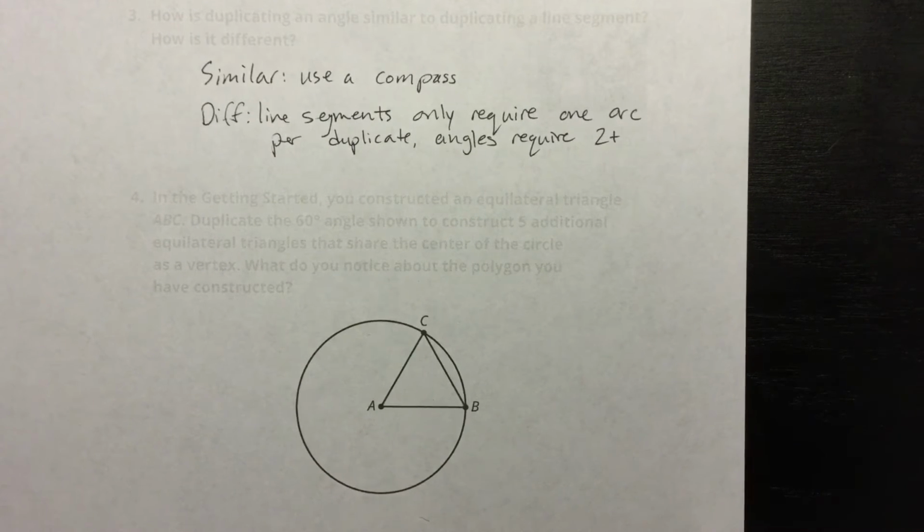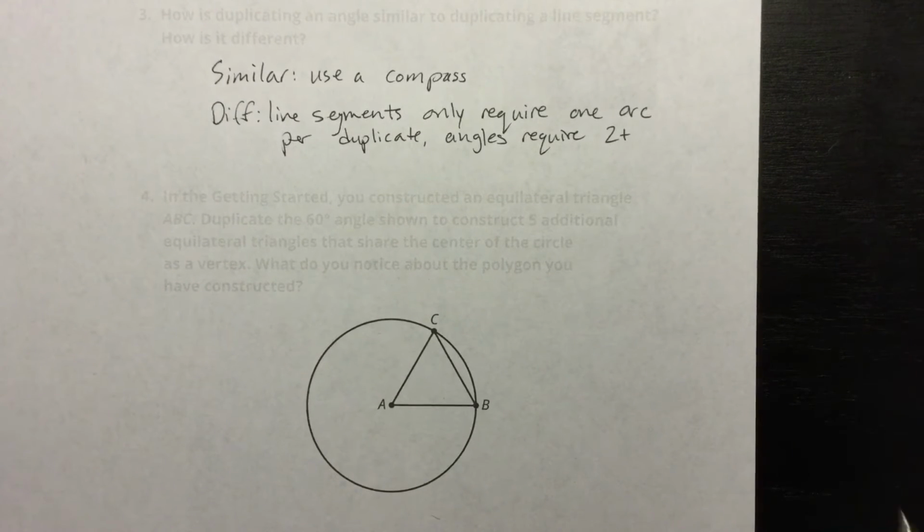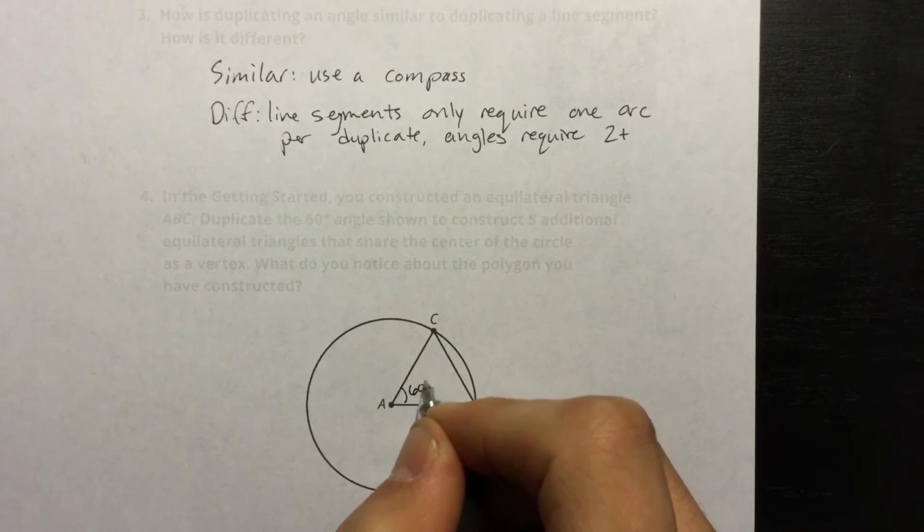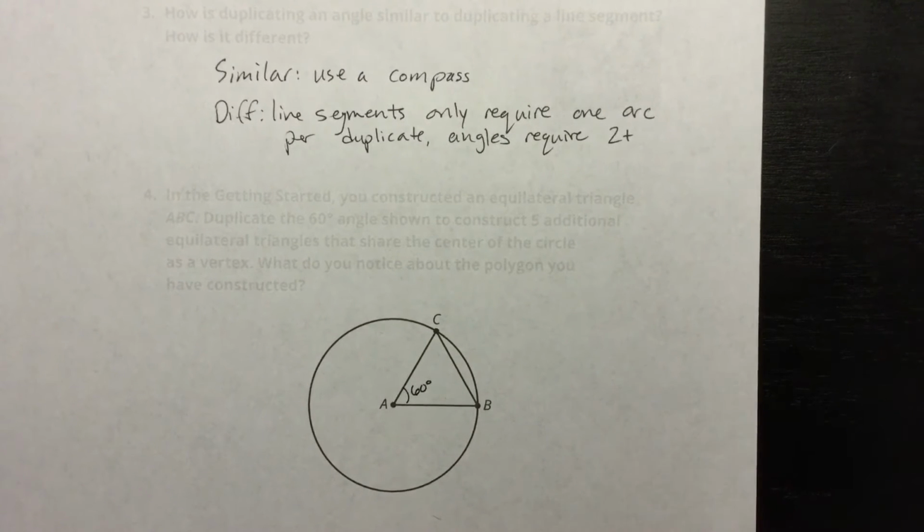So 4 says, in the getting started, which is what we just did, you constructed an equilateral triangle ABC. Duplicate the 60-degree angle measure shown, which is this one, to construct 5 additional equilateral triangles that share the center of the circle as a vertex.